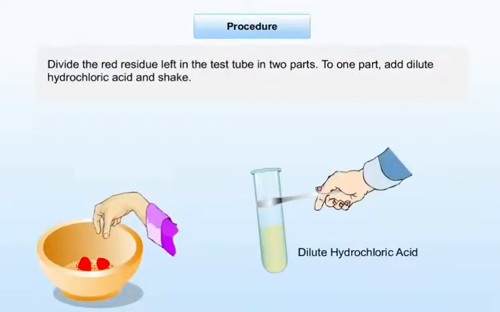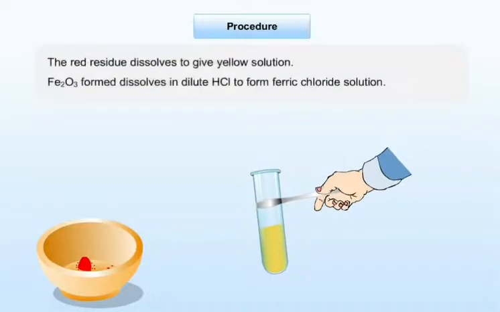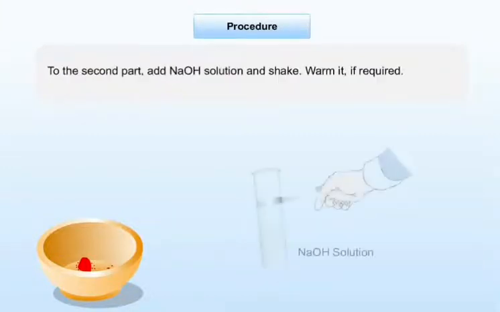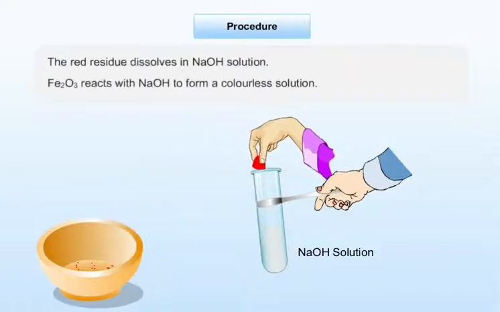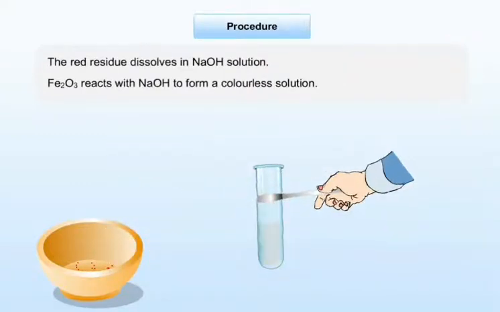To 1 part, add dilute hydrochloric acid and shake. The red residue dissolves to give a yellow solution. Fe2O3 formed dissolves in dilute HCl to form ferric chloride solution. To the second part, add NaOH solution and shake. Warm it if required. The red residue dissolves in NaOH solution. Fe2O3 reacts with NaOH to form a colorless solution.